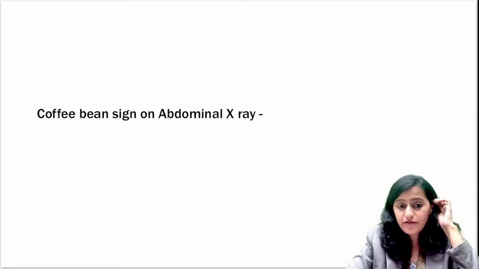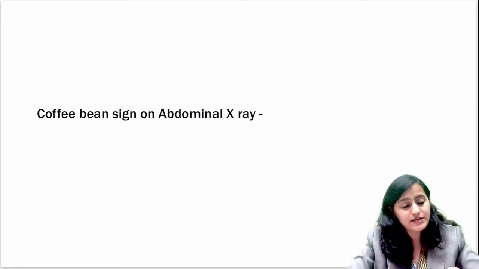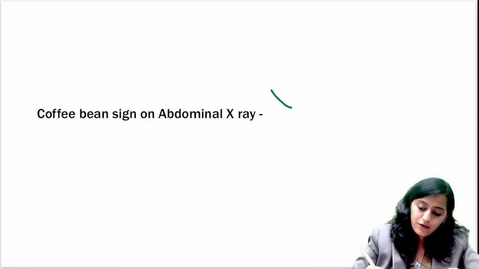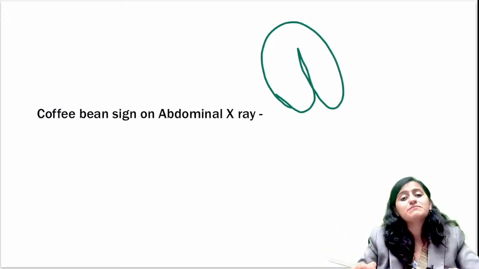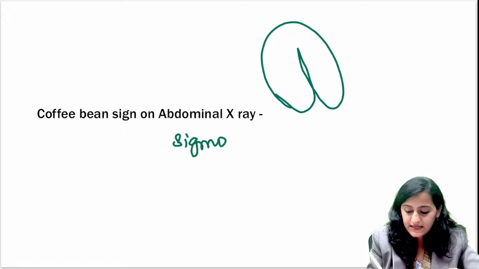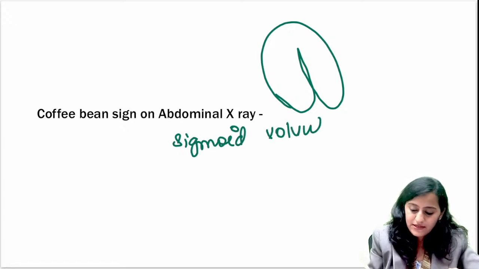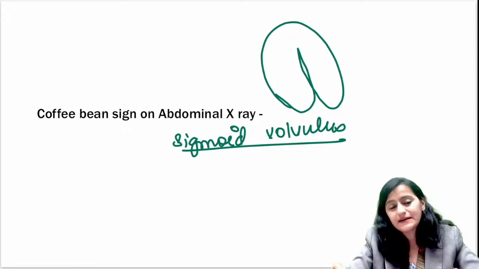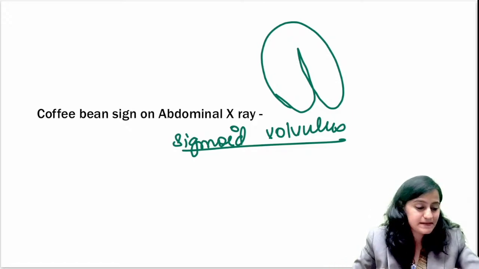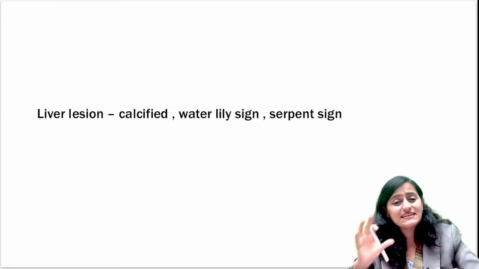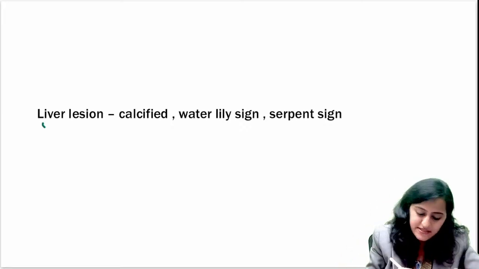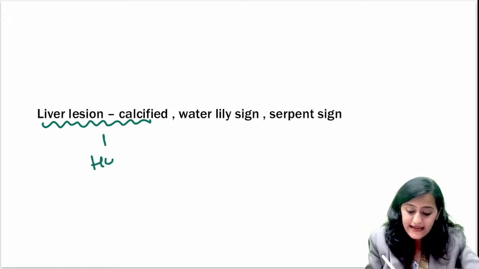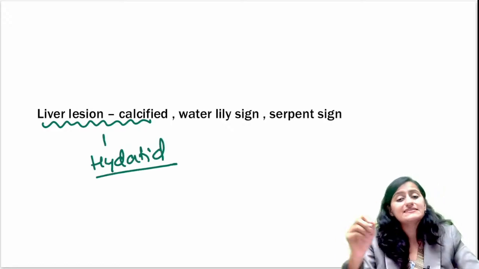Going to the next one, coffee bean sign on abdominal X-ray is seen in what condition? Very, very frequently asked, was asked in the recent FMG exam also. Coffee bean sign is basically in sigmoid volvulus. Absolutely right. If there's a calcified liver lesion, the first thing that you think of is hydatid cyst. Hydatid gets calcified in the liver.